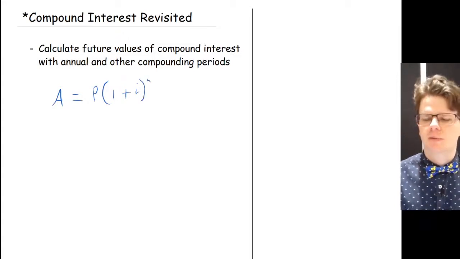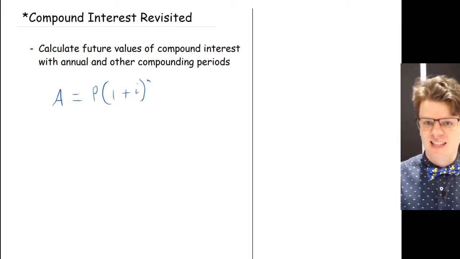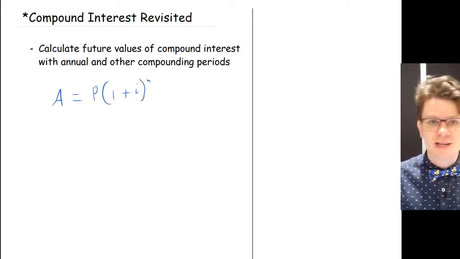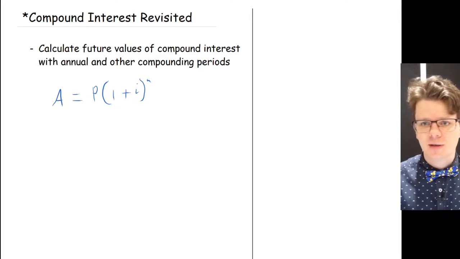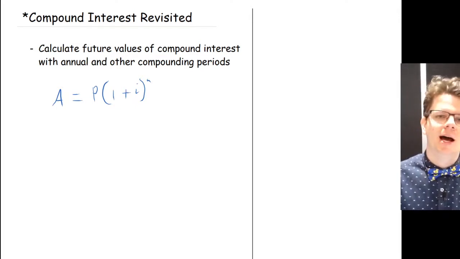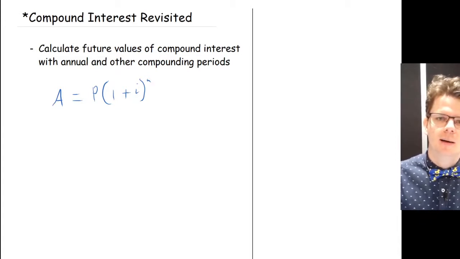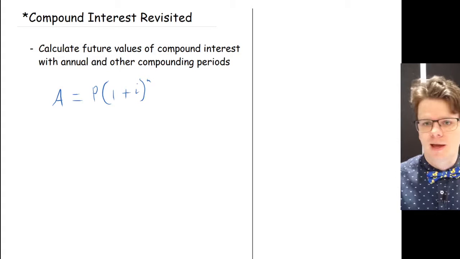So this is a quick reminder. A is our amount in the account. It's our future value. P is our starting value. That's a 1 in the formula. It's always just a 1. 1 plus i. Our i is our interest rate as a decimal. And our n is our number of compounding periods.